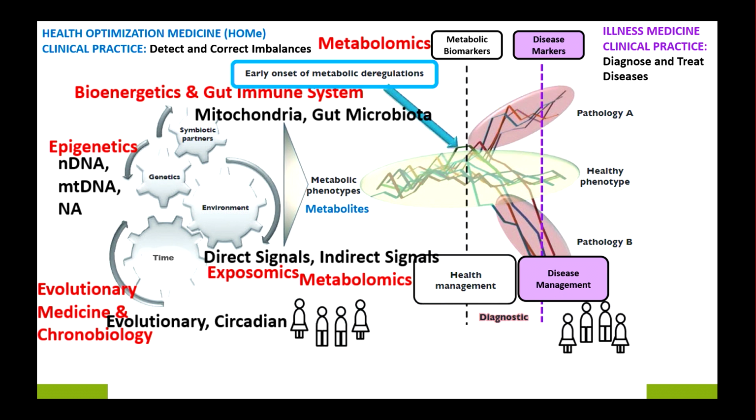chronobiology. Note that these are subjects that are not taught in medical schools, and these are the 7 pillars of health optimization medicine. We did try to introduce bioenergetics, but there was simply no time to teach it to medical students. So metabolomics, epigenetics, bioenergetics, gut immune system, exposomics, evolutionary medicine, and chronobiology are the 7 pillars of health optimization medicine. And I put them in a framework because how can we make this relevant in the clinics?